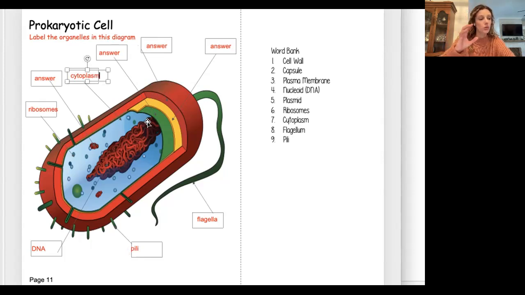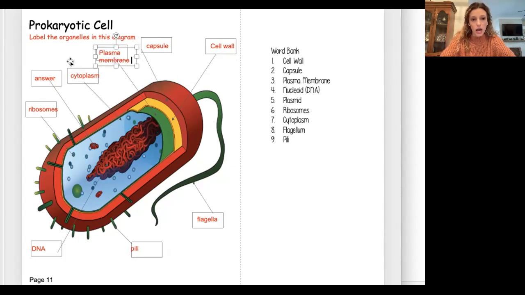We're going to start with the outermost layer. The tippy top part out here is going to be the capsule. The prokaryotic cell looks like a capsule, like a piece of medicine that you would take. That is the outer coating, the protective layer. Then this yellow part, the middle part, is going to be the cell wall. And the green part, the innermost part, is the plasma membrane, which is also the cell membrane.